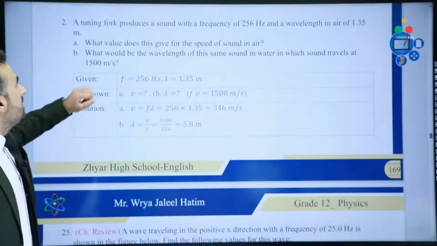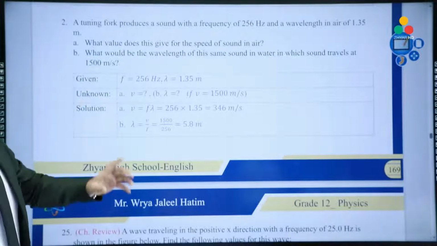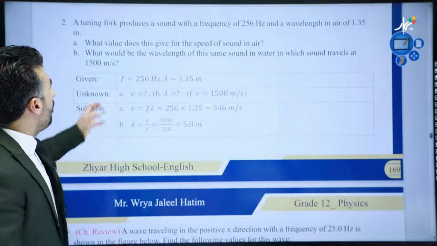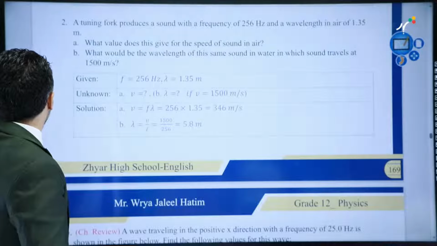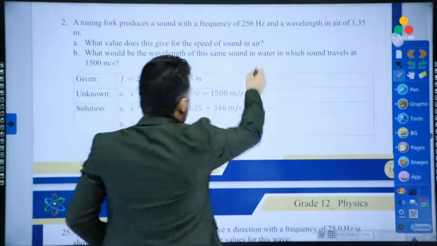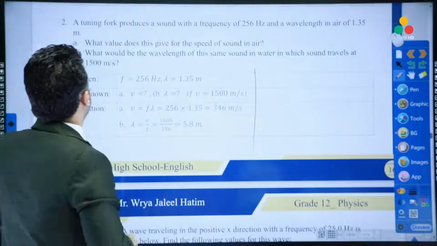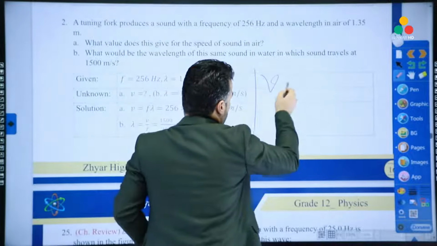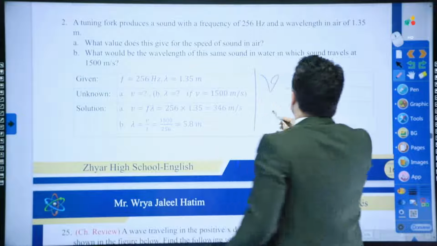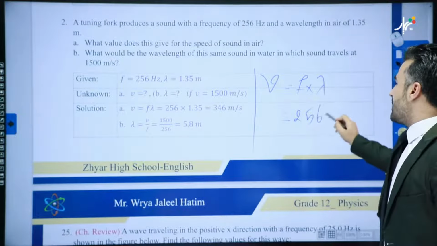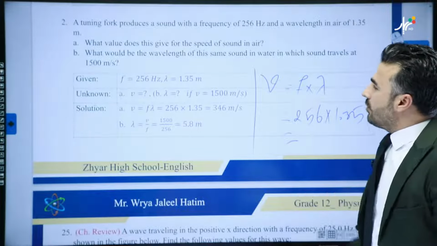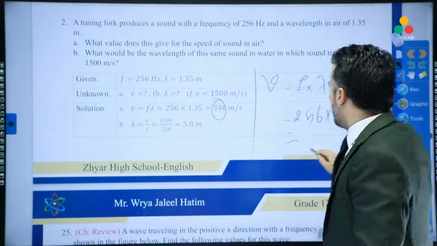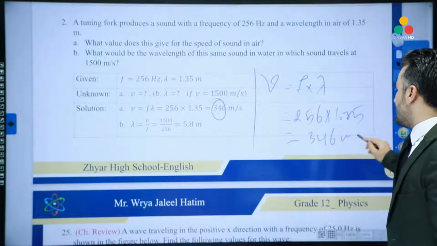Take a look at this one here. It says a tuning fork produces sound with a frequency of 256 Hz and a wavelength of 1.35 meter. What value does this give to the speed of sound in the air? So let's do this. It says find the speed of what? The speed of sound in the air. So we know that the speed of sound in the air is frequency times wavelength. Very good. What is the frequency? 256 times, what is the wavelength? That is 1.35. And of course, once you multiply all this, you'll get the speed of sound in the air, that is 346 meters per second.